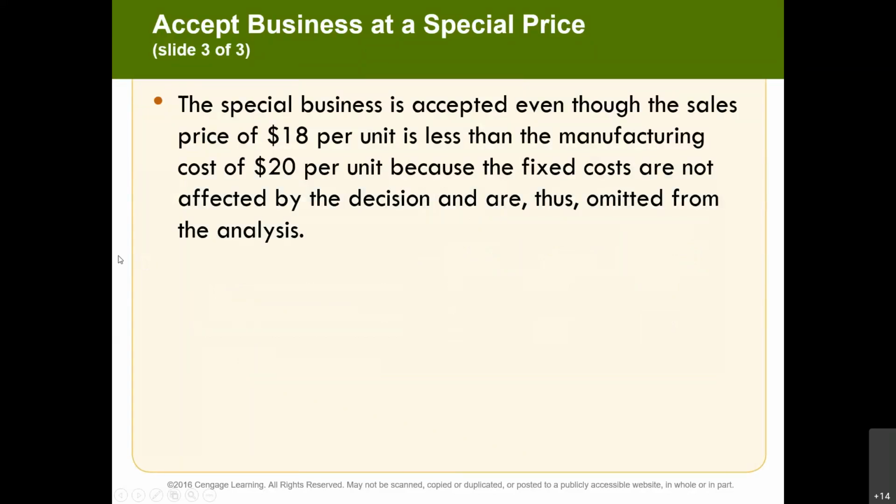So the special business is accepted even though the sales price is less than the manufacturing cost of $20 per unit, because again, the fixed costs are not affected by the decision and thus are omitted from the analysis. Very good question.